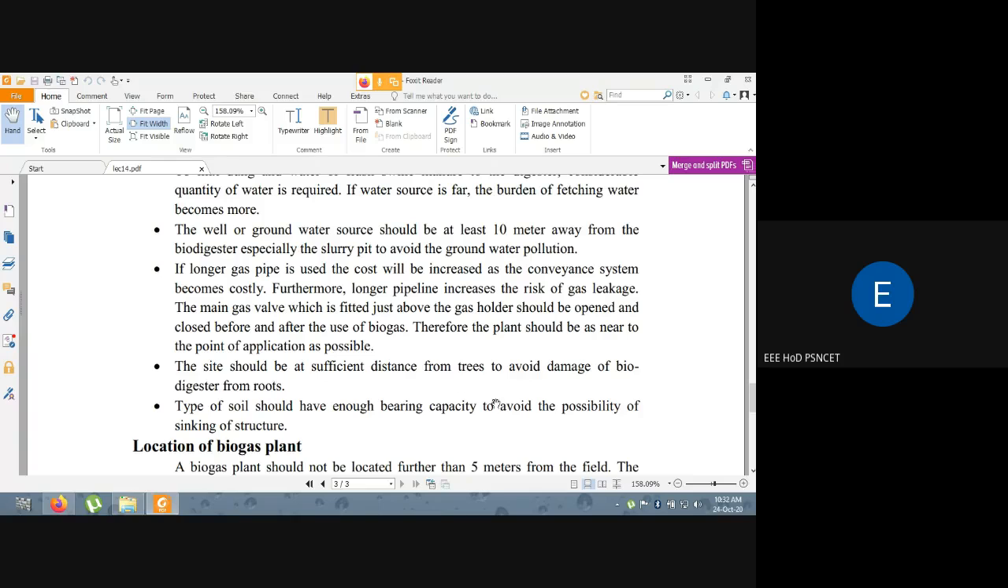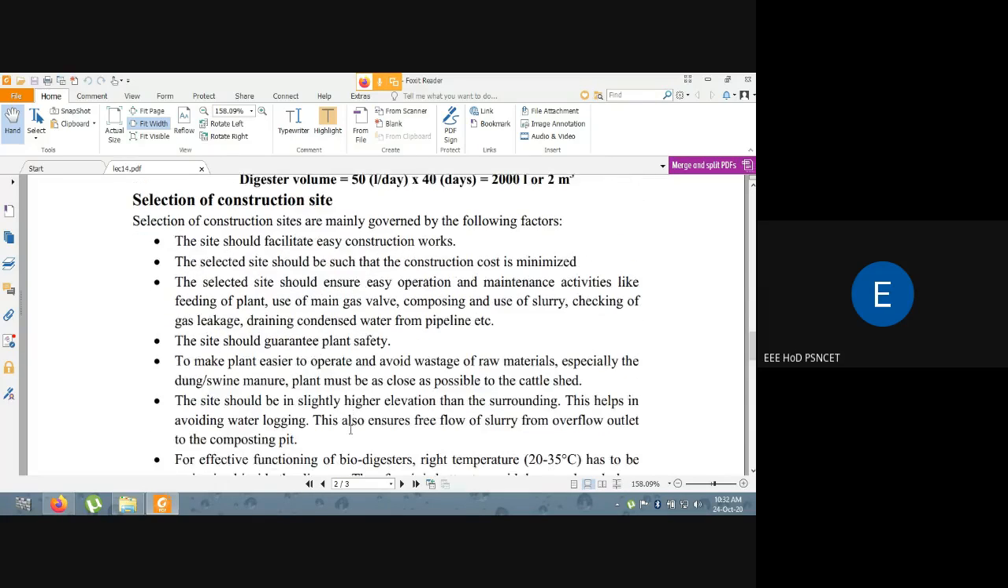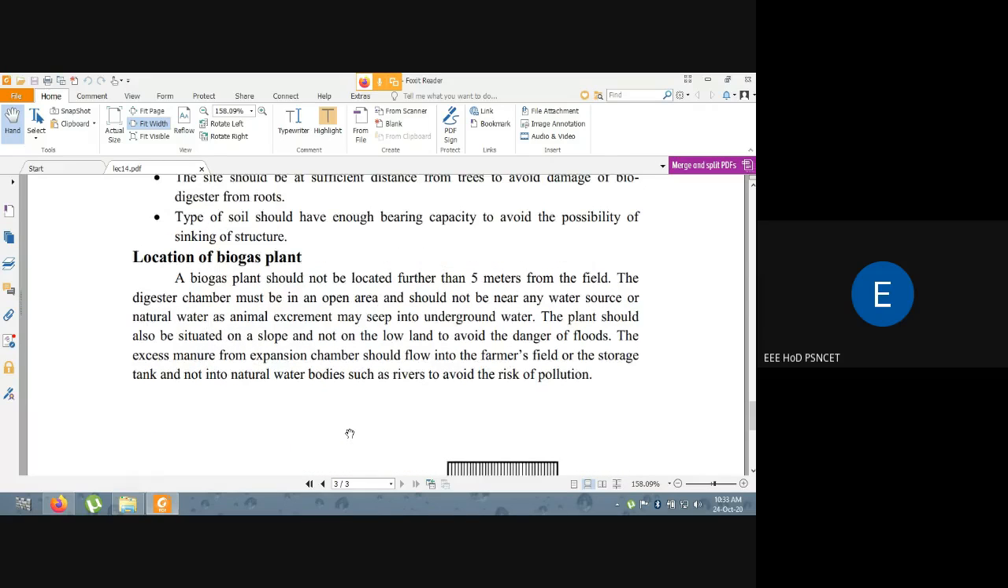Then the soil should have bearing capacity. So when we build a plant, before construction itself, we should test the soil's strength. Several tests should be performed before the construction. The ultimate concept is to find out the bearing capacity of the soil. Okay, these are some important parameters, important factors for selecting the location of a biogas plant.